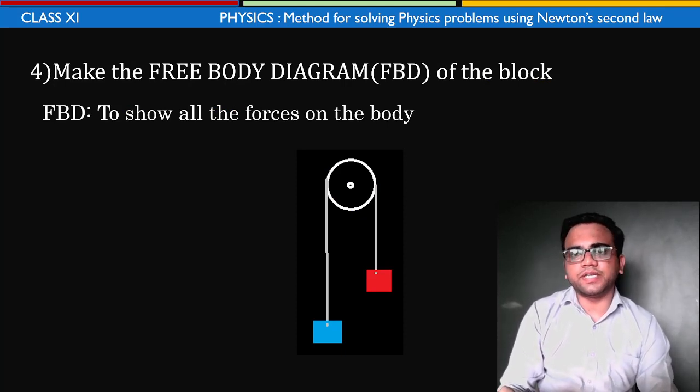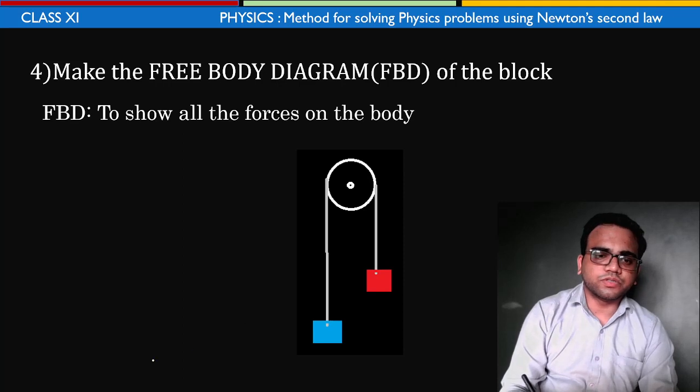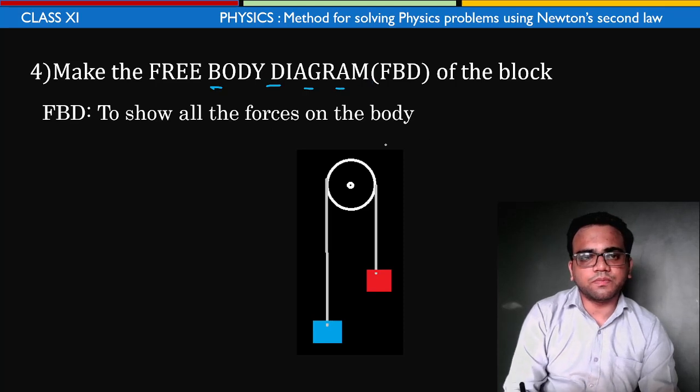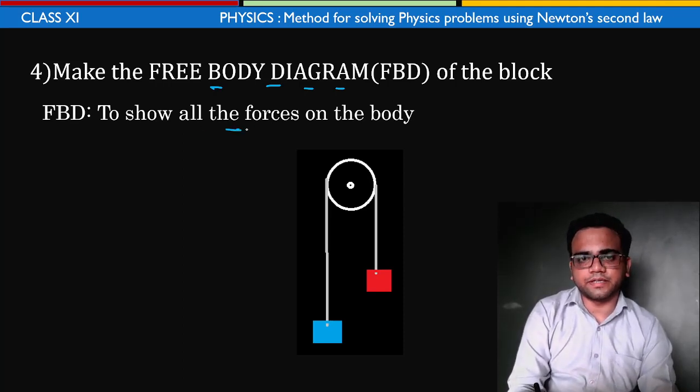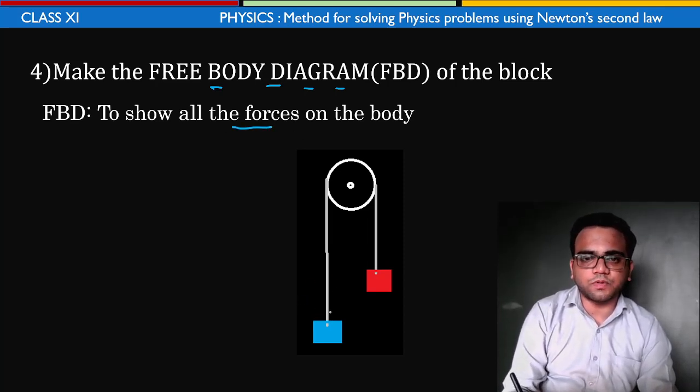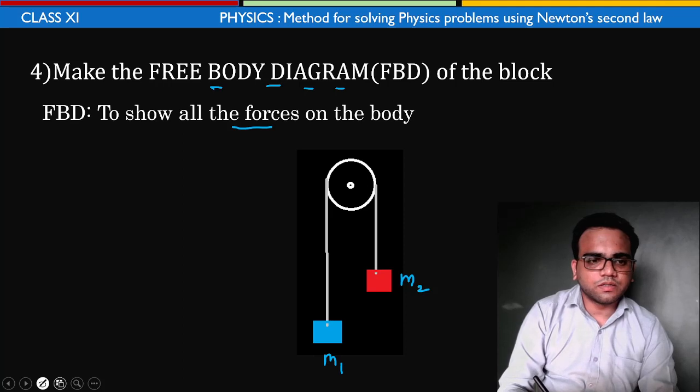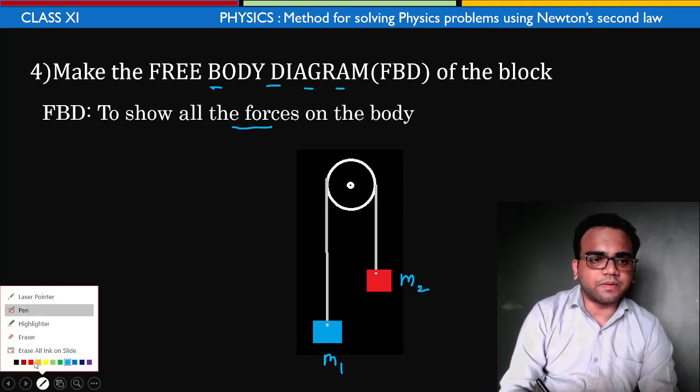The next step is to make the free body diagram of the block. Now the question arises, what is the free body diagram? So what is a free body diagram? I have written here: to show all the forces on the body. If you show all the forces on the body, that diagram is called the free body diagram. For example, like we are solving this problem, this is m1 and this is m2. So now we are making the free body diagram of these two blocks. Take the first one.